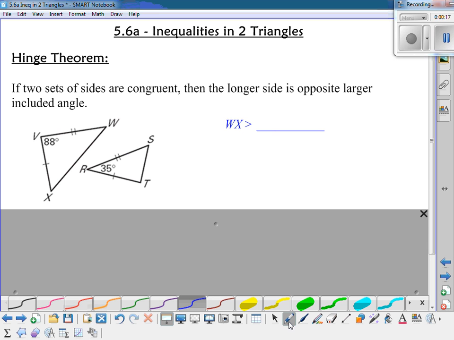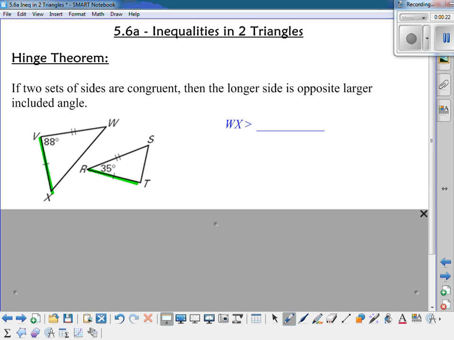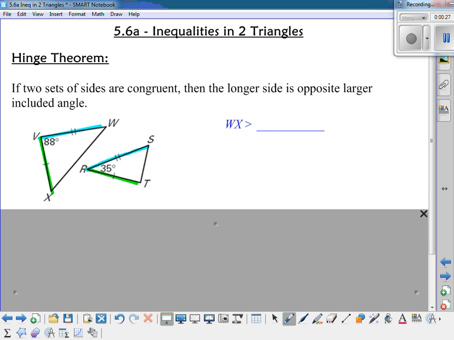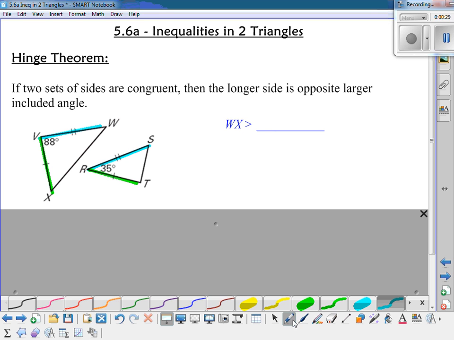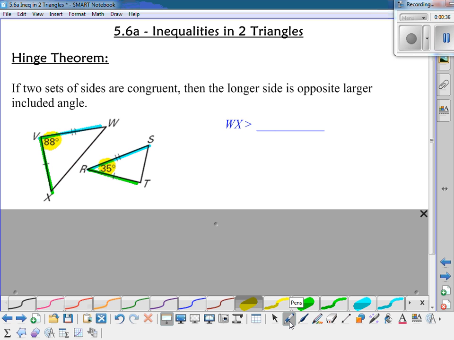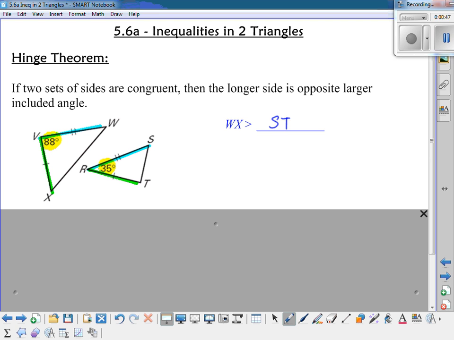If I look at my figure, I can see that VX is congruent to RT and VW is congruent to RS, but their angles are not congruent. Angle V is 88 degrees, angle R is 35 degrees. Since angle V is open wider, I know that side WX has to be longer than the side opposite the 35 degree angle, ST. So WX would have to be greater than ST.